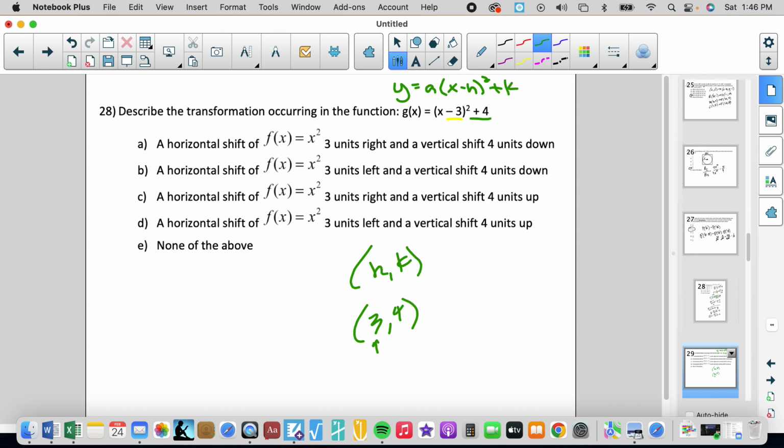So this is my x shift. This is my y shift. So I'm going to go right 3 and up 4. Horizontal shift, 3 units, no. 3 units right, yes. And a vertical shift, 4 units up. So we're going to say C.